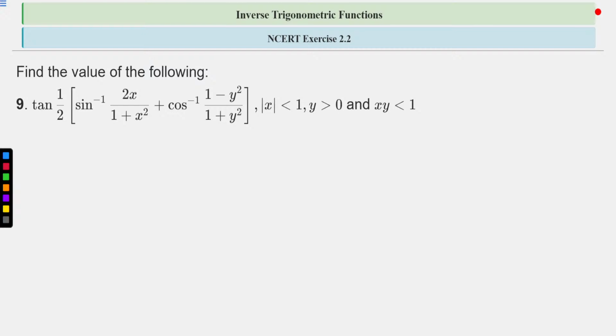Next question is: find the value of the following expression, tan of 1 by 2 sin inverse 2x upon 1 plus x square plus cos inverse 1 minus y square upon 1 plus y square, when mod x less than 1 and y greater than 0 and xy less than 1. We basically have to find the value of this expression.